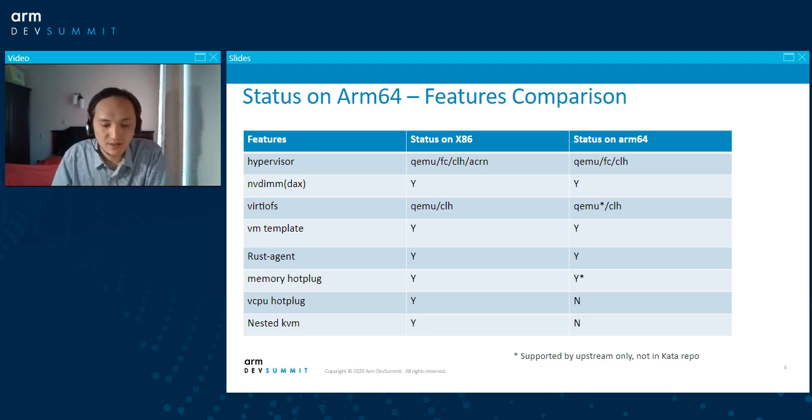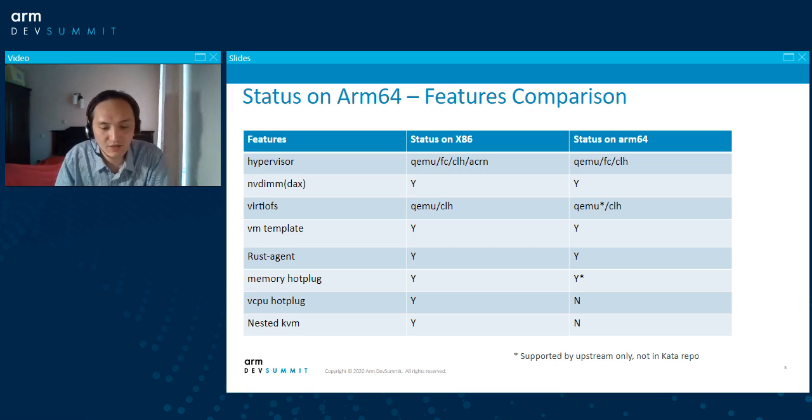The Kata container will let the hypervisor create the NVDIMM device and then mount it as the guest rootfs with DAX mode. It will speed up the boot time or share the regular files, image files. So the NVDIMM device with DAX mode is supported on both Arm64 and x86.